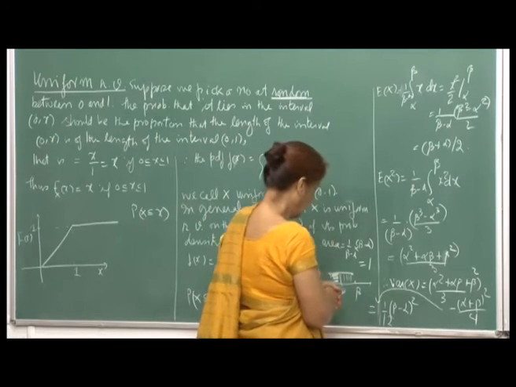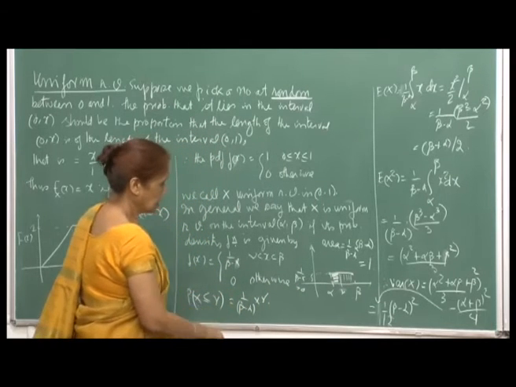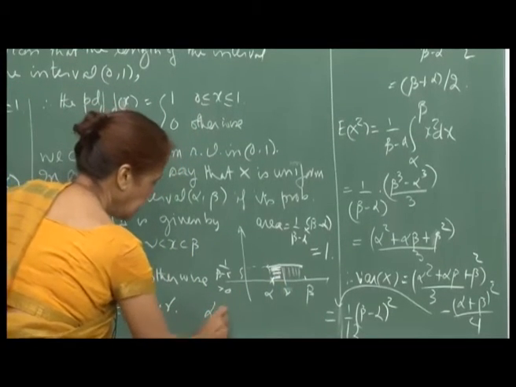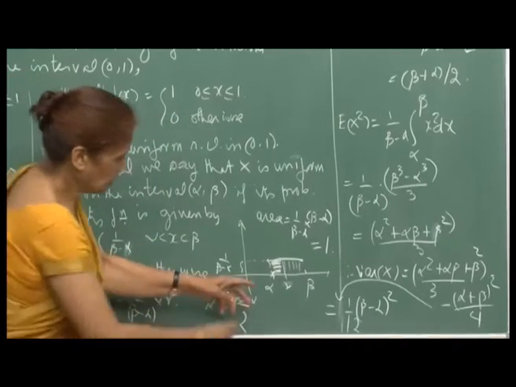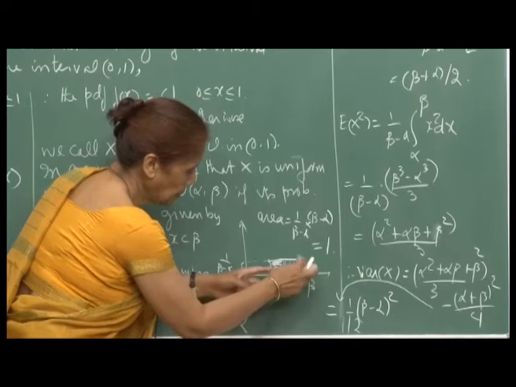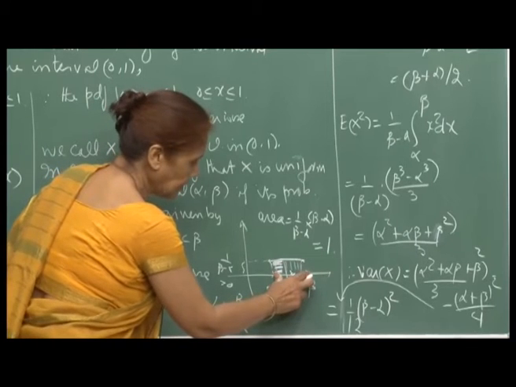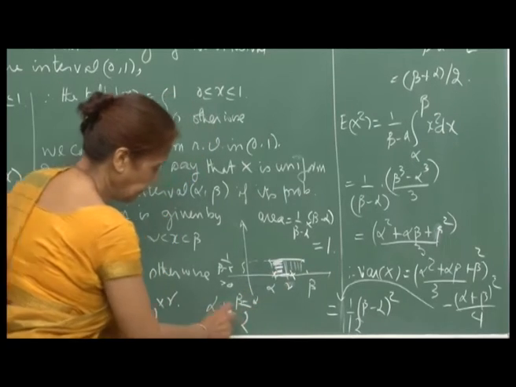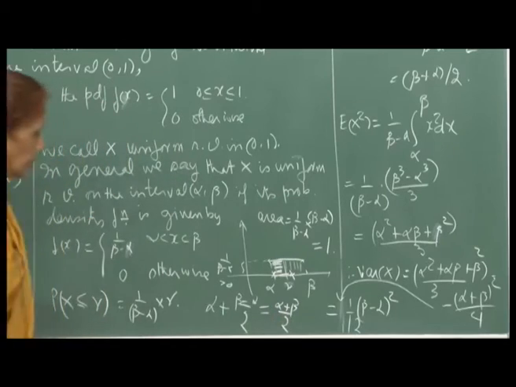The expectation, yes. So, what will it be? Just see here, this is alpha, and so alpha plus beta minus alpha by 2, right, because the length of the interval is beta minus alpha, so half of the length is beta minus alpha by 2, which you add to alpha to get to this point. That gives you alpha plus beta by 2, right.